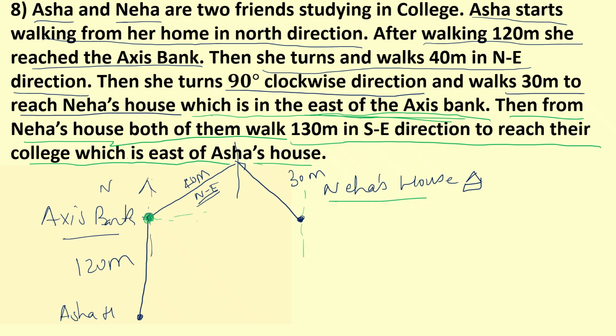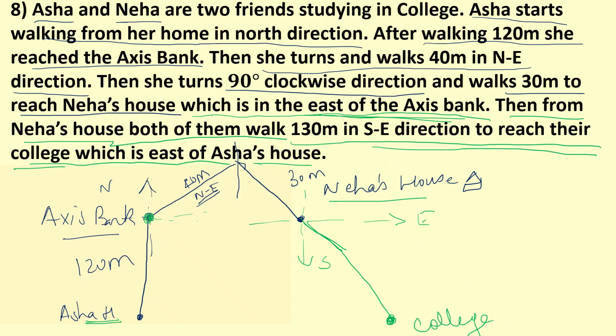Now, if I take your map, this is east direction and this is your south direction. Correct? So southeast means here somewhere. So I'll reach till here. Why will I reach till here, exactly in the east of Asha's house? Because they have mentioned that 130 meter in the southeast direction to reach their college. Okay, so this is your college now. Both of them reach the college, which is east of Asha's house.